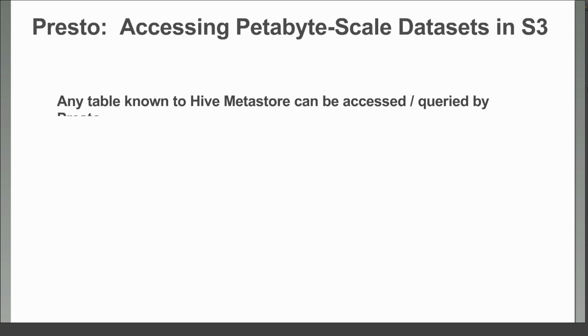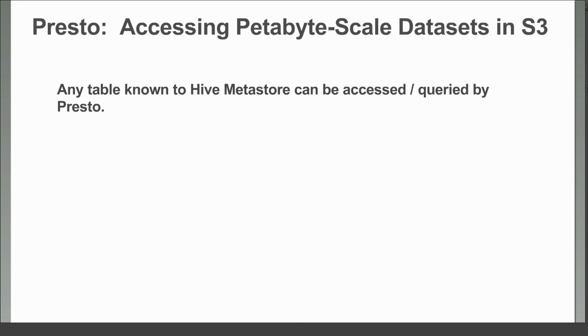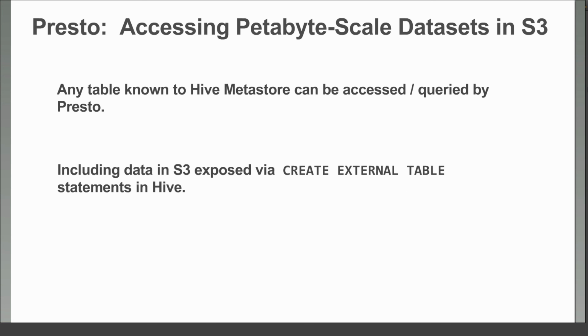Okay, so accessing petabyte-scale data sets in S3 with Presto, it's important to know that any table that's been defined within the Hive Metastore can be accessed and queried by Presto. So as soon as it's defined within Hive, it's ready for Presto, including data in S3 that's exposed via the create external table.